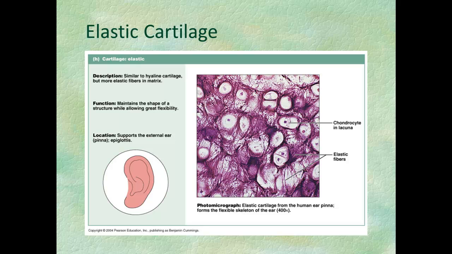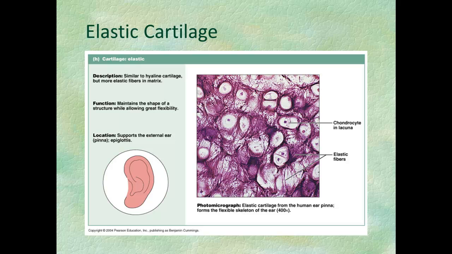Elastic cartilage differs in that it contains elastic fibers in the matrix. Elastic fibers, as you might expect, give the cartilage a more elastic or flexible composition. One of the places you can find elastic cartilage very readily is in your external ear. So if you were to bend your external ear, you can see that it flexes a lot more than, for instance, the front of your nose does. This is a good way to readily see the functional differences between elastic and hyaline cartilage.